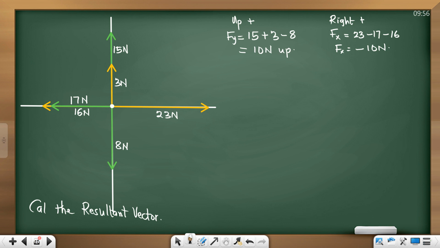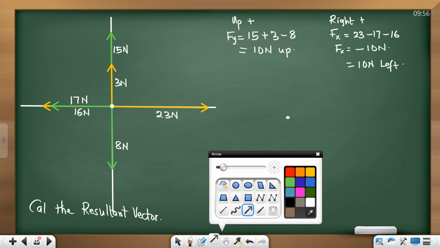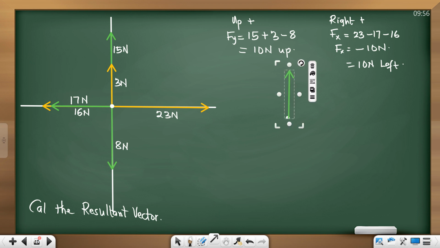By the time we draw, no matter the direction, your answer must be 10 newtons left. That's why I did the example earlier using two different directions. So if I draw, what would I have? I have one going where? Up. And I have one going left. If you don't have this, then you are wrong. Please make sure you draw 10 newtons and 10 newtons.